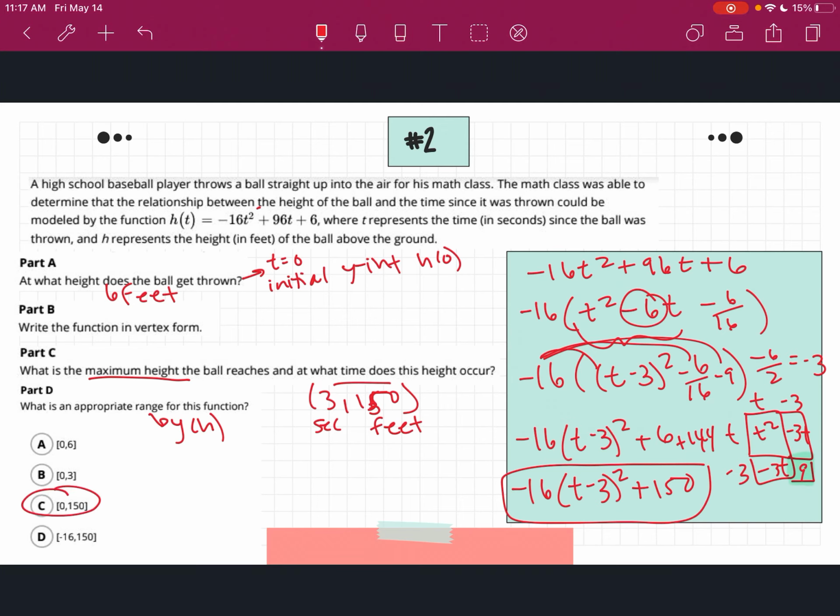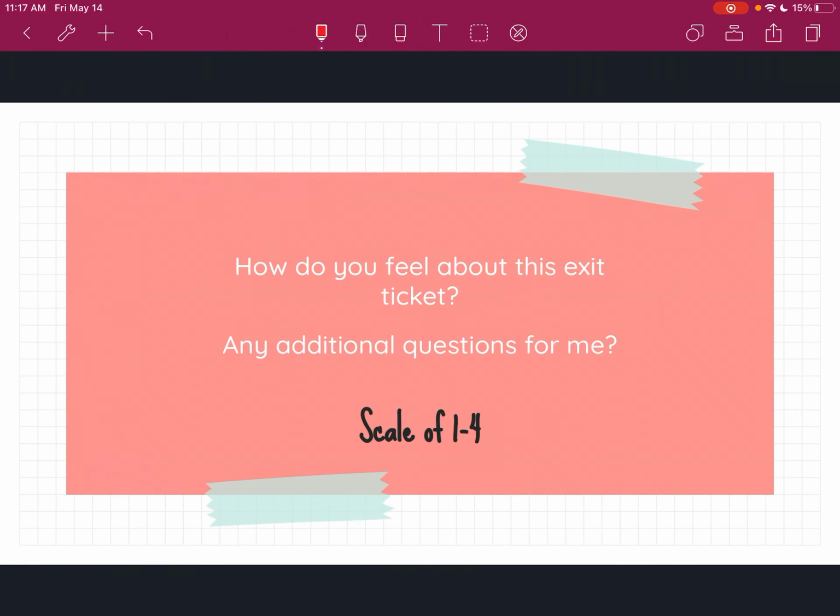Okay, 0 is the lowest height the ball can have. Okay, and the max height we said was at 150. Oh, we're not starting at 0, we're starting at like 6 here. Okay, the maximum height the ball reaches is 150 feet, and then when it lands on the ground, the lowest is 0, okay?